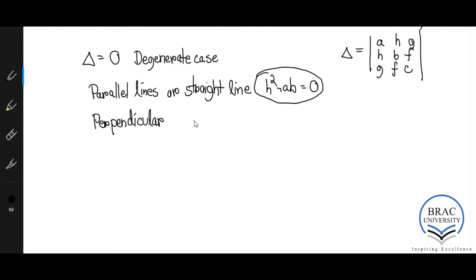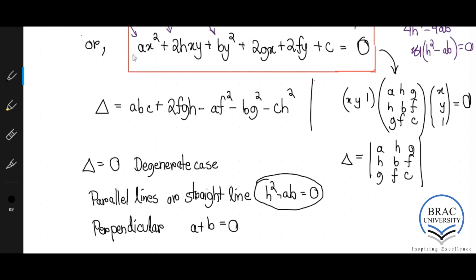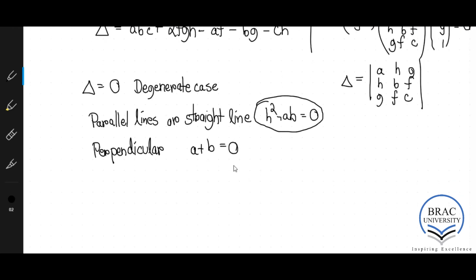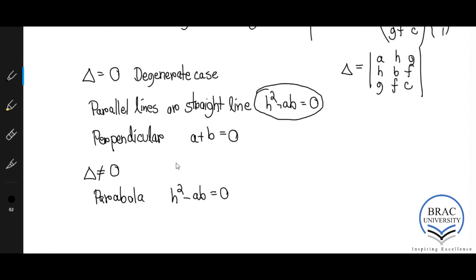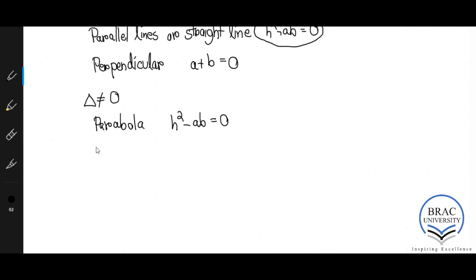When we have a plus b is equal to 0. So just that condition that this constant and this constant have opposite signs. Now, if delta is not equal to 0, we do have a non-degenerate case, and we will have the parabola. So let's first perhaps look at the parabola, where we have h squared minus ab is equal to 0. So when the discriminant is equal to 0, we have the parabola.